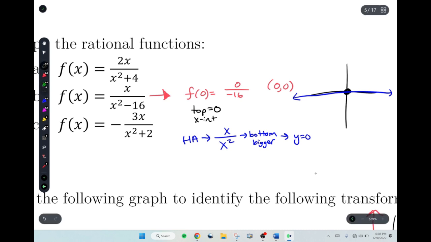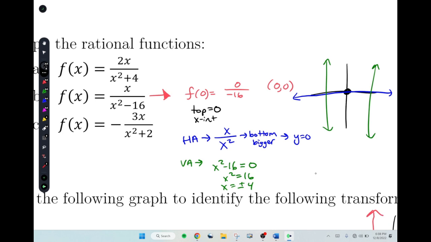I guess the last thing to do is the vertical asymptotes. They're not called y asymptotes. Thank you. So we go x squared minus 16 equals 0. So x squared equals 16. So x equals plus or minus 4. So that puts one right there and one right there. Well, frick. We've got to plot a bunch of points now.